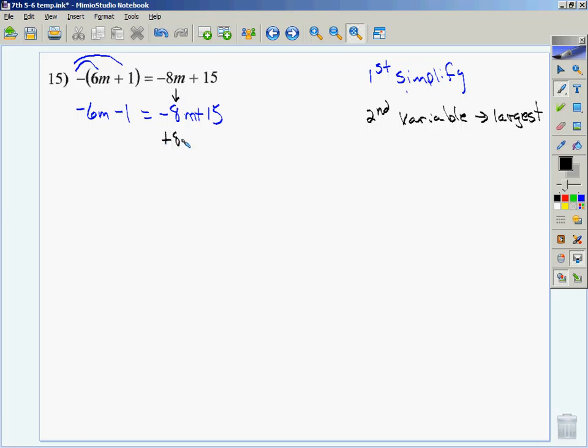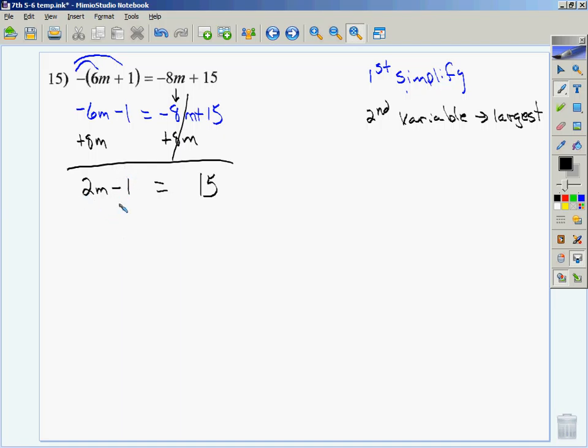I'd get rid of it by adding 8m to both sides. Notice that I've lined the m's up with the m's. The nice thing about getting rid of it, even though these were both negative to start with, is that negative 6 plus 8 becomes a positive 2m. And now I don't have to worry about this negative out in front of my variable, which so often people make mistakes on.